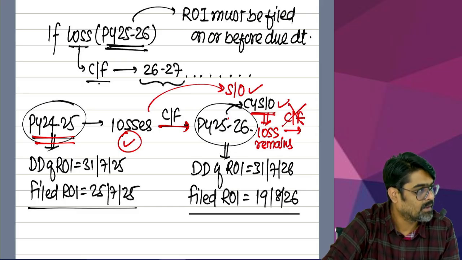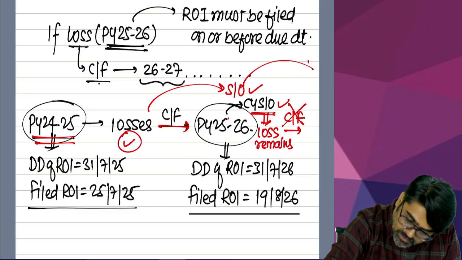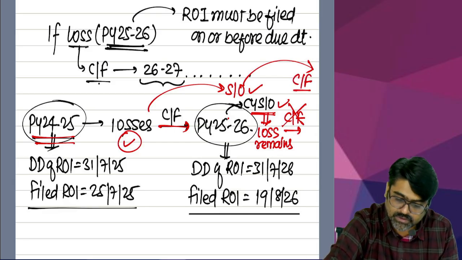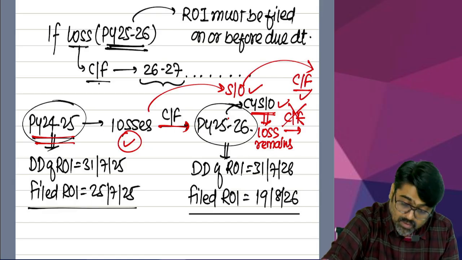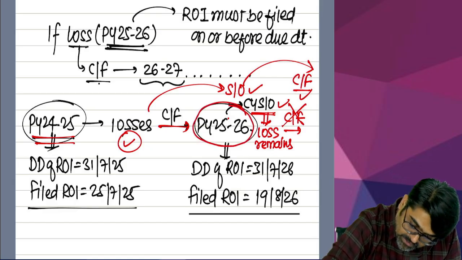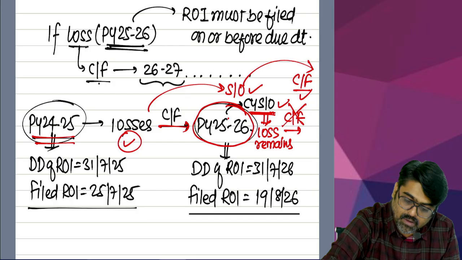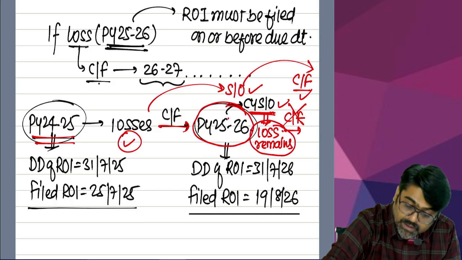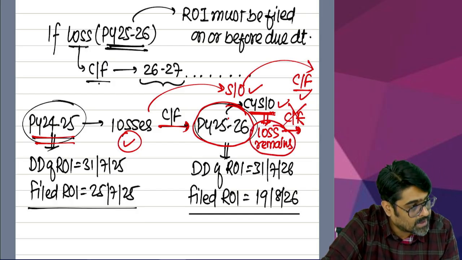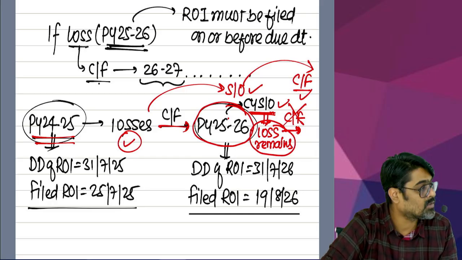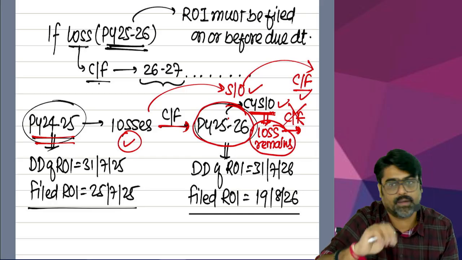Understanding? But wait, these losses can be further carried forward? The answer is yes, they can be further carried forward. There is no restriction on that. But the losses of this year, after doing current year set off, remaining losses which were ready for carry forward will not be carried forward because this year's return is not filed on or before the due date.